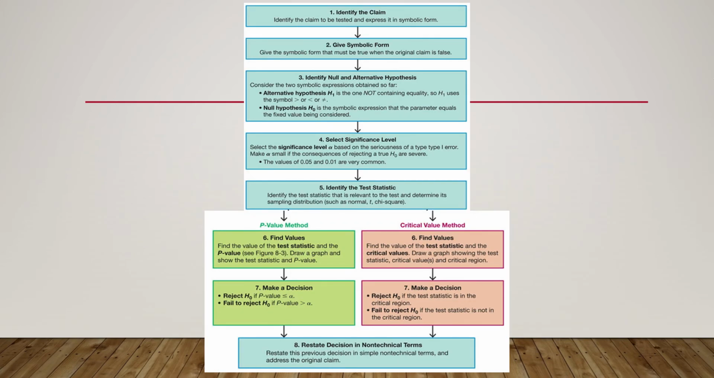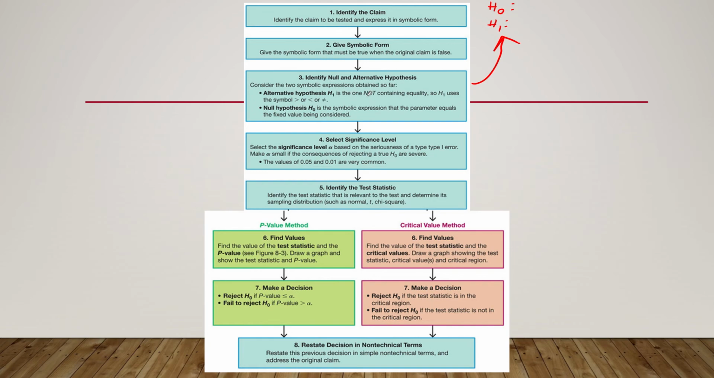And the whole spiel when it comes to hypothesis testing is this flow chart here. We first need to identify the claim to be tested and express it in some symbolic form, in the case of a null and alternative hypothesis. We would give symbolic form that must be true when the original claim is false, and identify the null and alternative hypotheses, which is what this is doing up here.